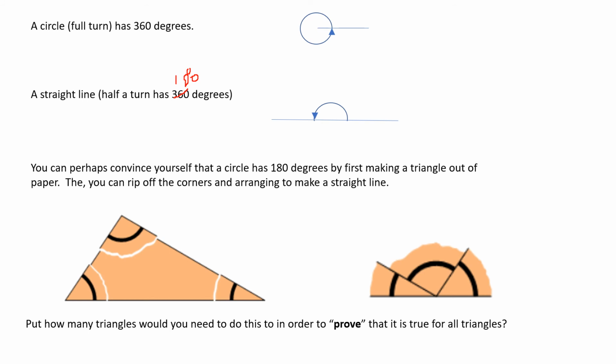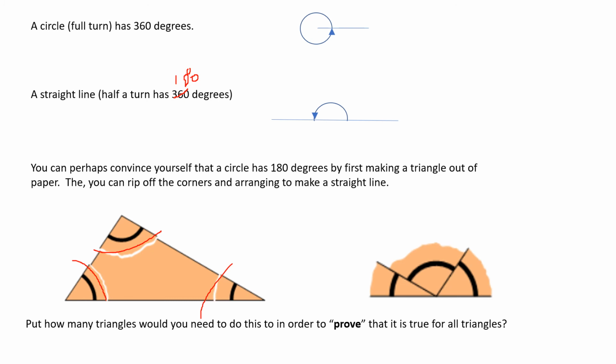Well, you may have seen this before, but this is something you can show your class perhaps. If you take a triangle out of paper, if you rip off all the corners and then put them together, you can make a straight line. But does this prove that it's true for all triangles? We've shown it for this triangle, but how would you do it for all triangles? You'd have to make all possible triangles out of paper, which is not possible. So this may be a nice demonstration, but it's not a proof.